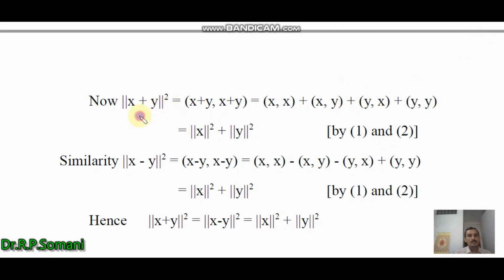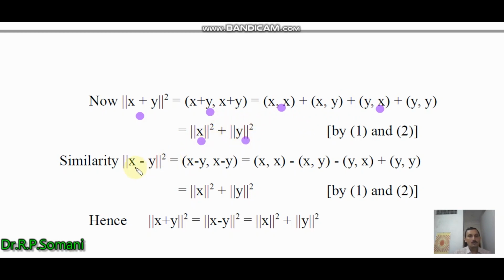Now we consider norm of x plus y squared. By the definition of the norm, this is the inner product of x plus y comma x plus y. Now we open this inner product by the property of the inner product. We obtain <x, x> plus <x, y> plus <y, x> plus <y, y>, and by equations 1 and 2 these two cross terms are 0, that is <x, y> and <y, x> equal 0. By definition of the norm we obtain norm of x squared plus norm of y squared.